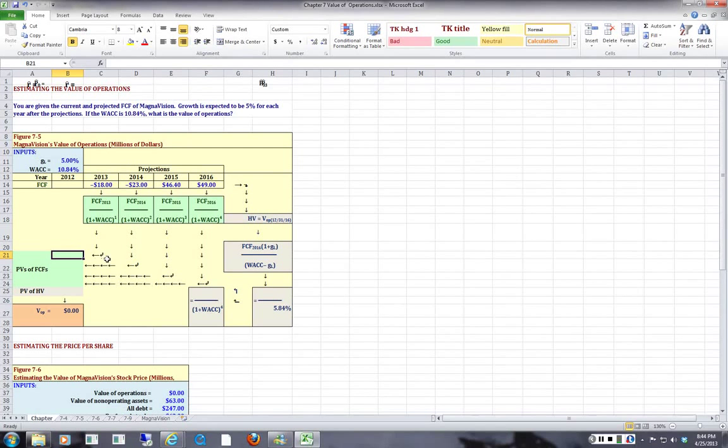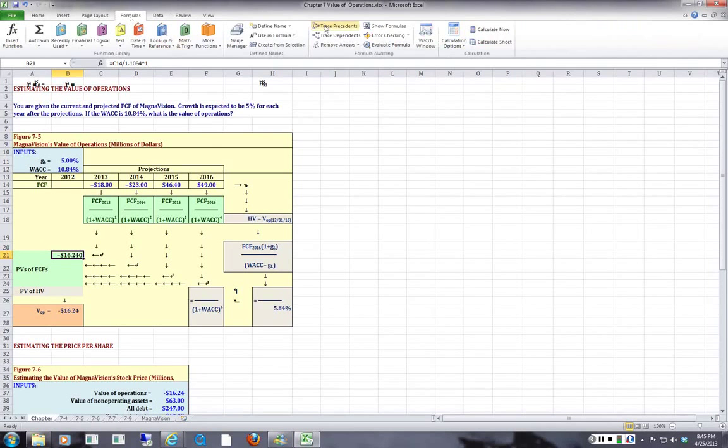So for the year 2013, we are going to take that minus 18 and divide it by 1 plus 10.84%, to the first power. I haven't done that right. What haven't I done right? It's minus 16.240. I just screwed up a little bit there, but you take that minus 18 and divide it by 1.1084 to the first power.